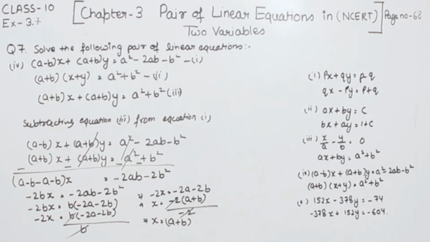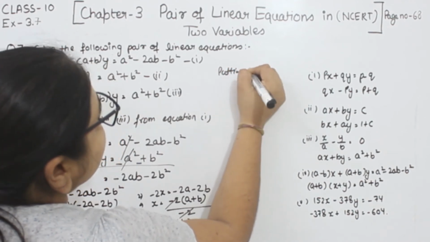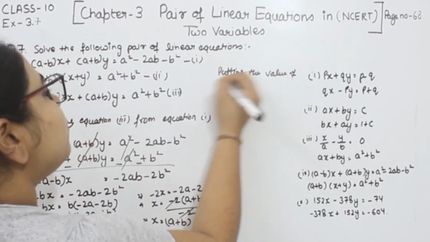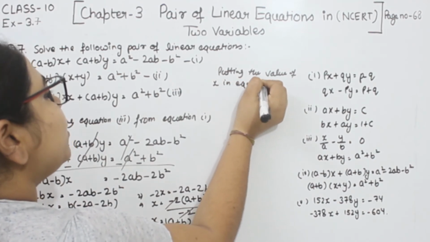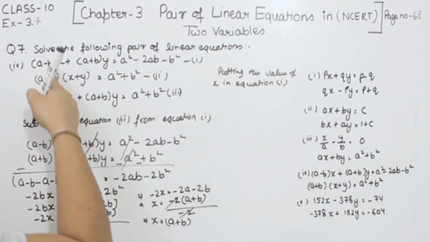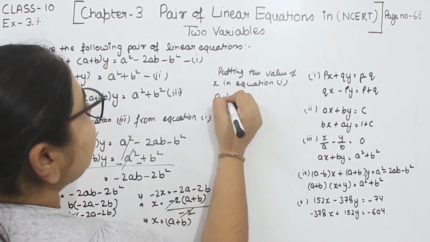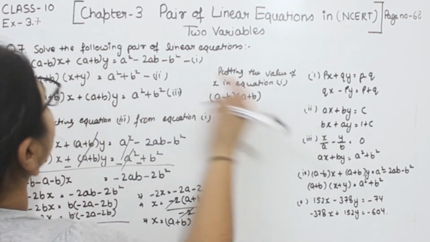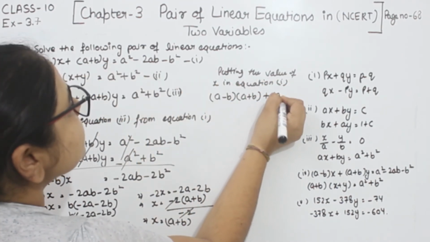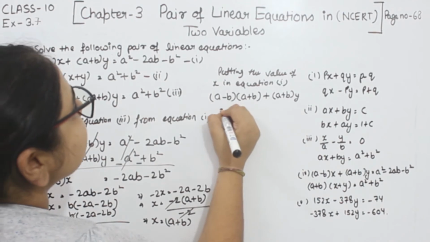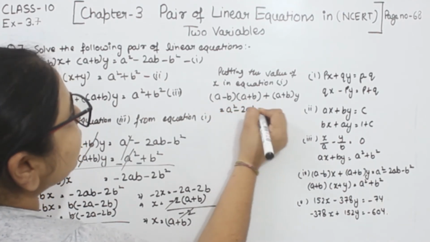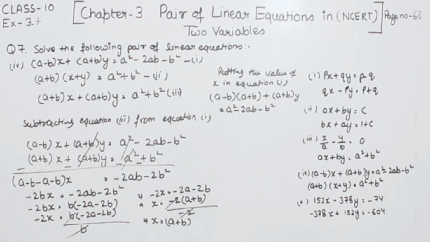Now this one we have is the value of x. We have to find the value of y, so I am going to put this in equation number 1. Putting the value of x in equation 1, we have (a minus b) multiplied by (a plus b), plus (a plus b) multiplied by y, which is equal to a square minus 2ab minus b square. Now here we have a minus b and a plus b, which is equal to a square minus b square.